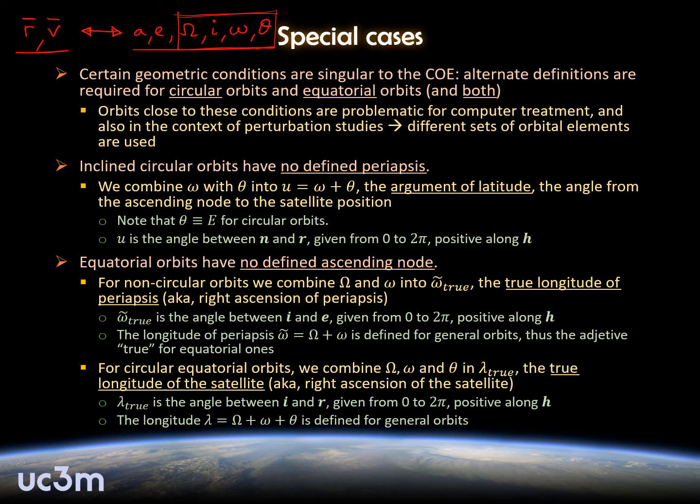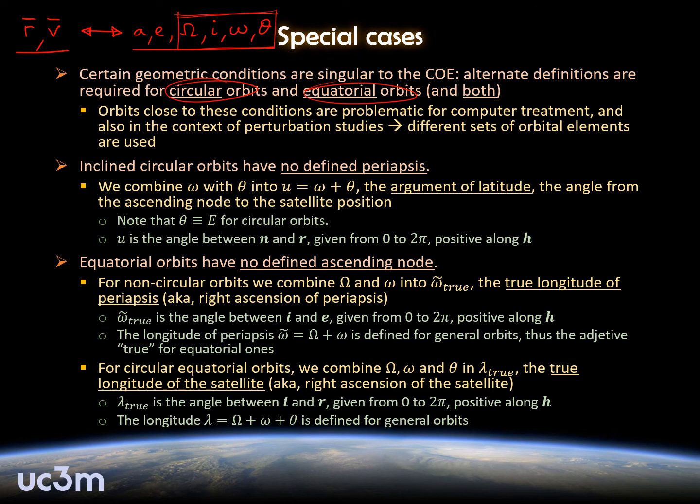Now, in this last slide, I want to talk about some special cases related to the indeterminations we have with classical orbital elements. We have seen that there are two types of orbits that are problematic. On the one hand, circular orbits, and on the other, equatorial orbits. And of course, we can have both at the same time: circular equatorial orbits. These orbits are problematic in the sense that one or more of the classical orbital elements are not well defined, and we have to fix it somehow.